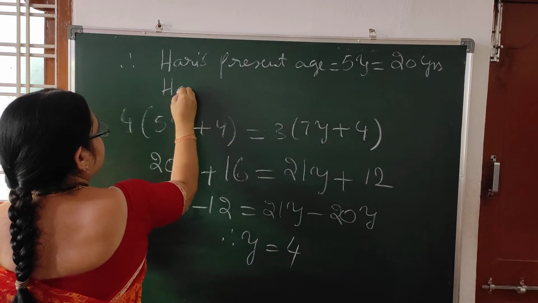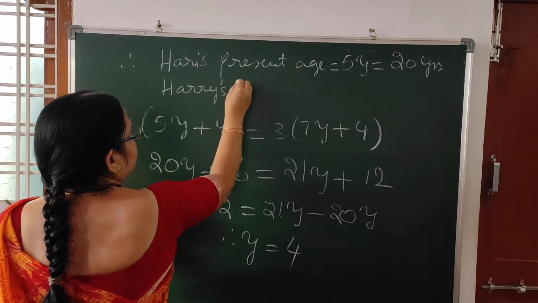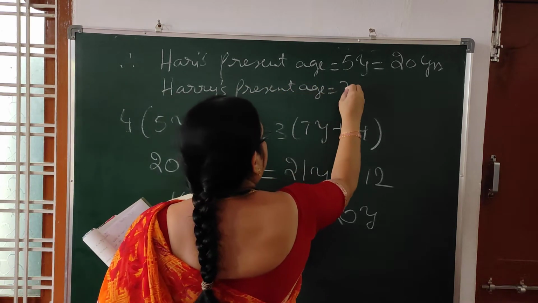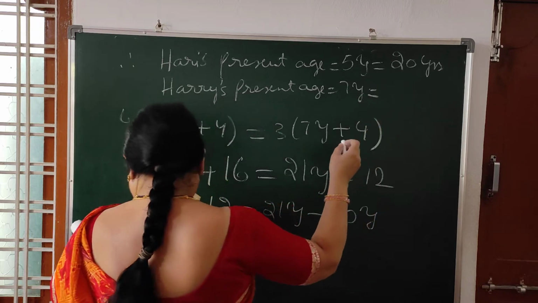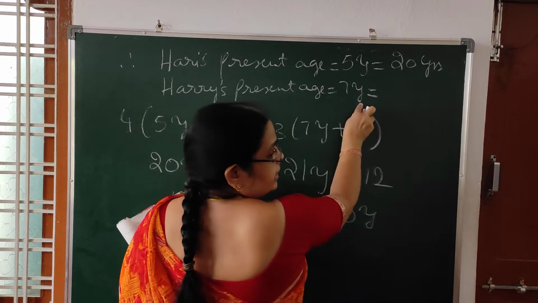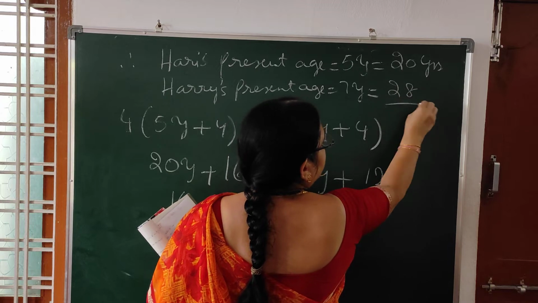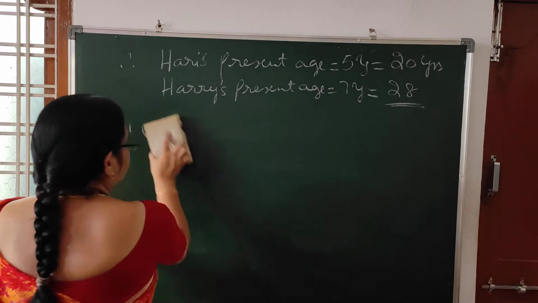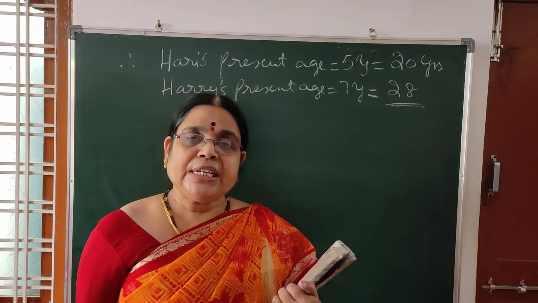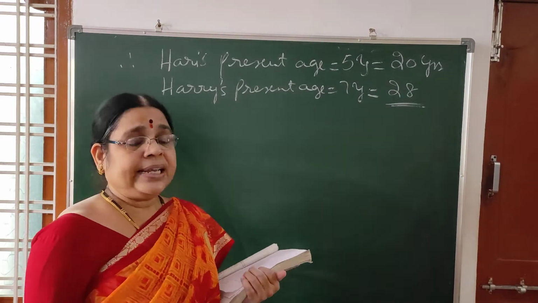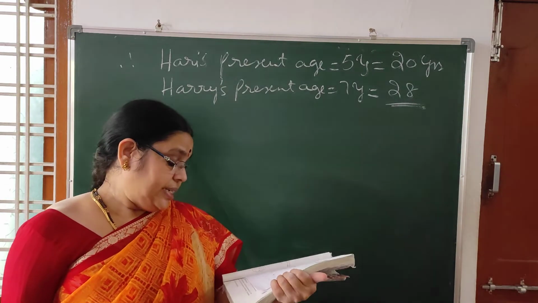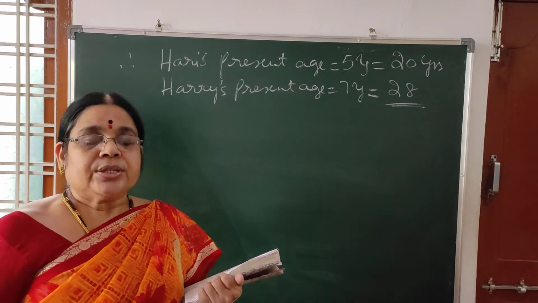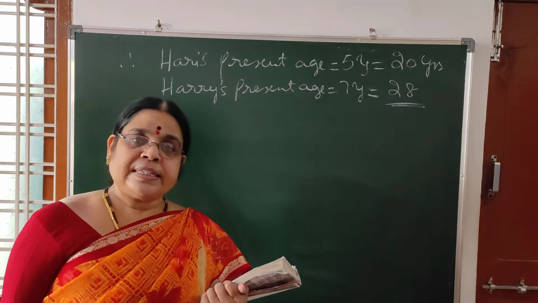Then, Harry's present age is equal to 7y. So, that is equal to 7 into y, we got y as 4. 7 fours are 28 years. So, the present age of Hari is 20 years and the present age of Harry is 28 years. So, here the ratio of ages is given. The ratio of these two children is 5:7. So, their present ages become 5y and 7y.